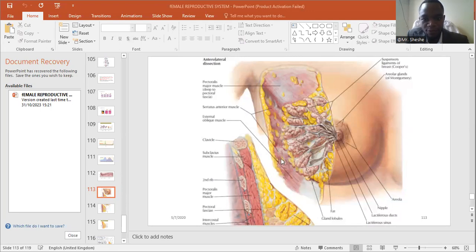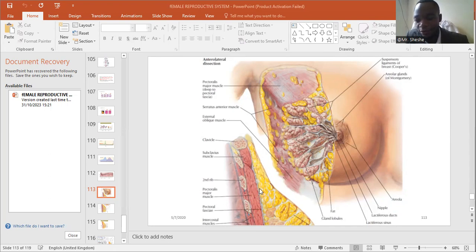All right, so this is perhaps the last part of the female reproductive system that we are looking at. So now we're going to focus on the mammary gland, or the breast, if you like. So remember to say the breast is simply specialized skin. So this is a skin.